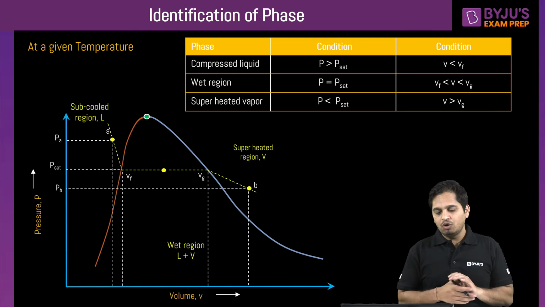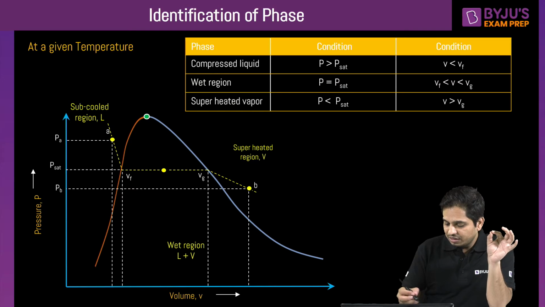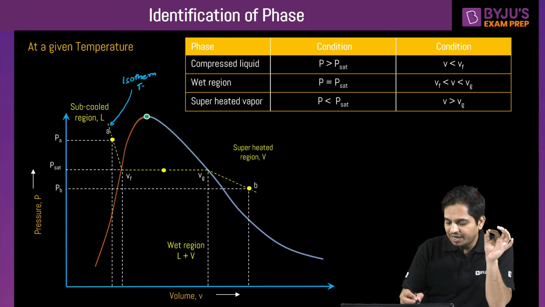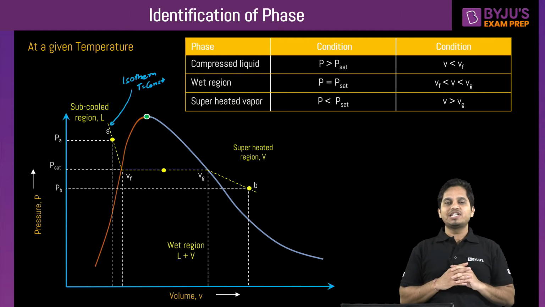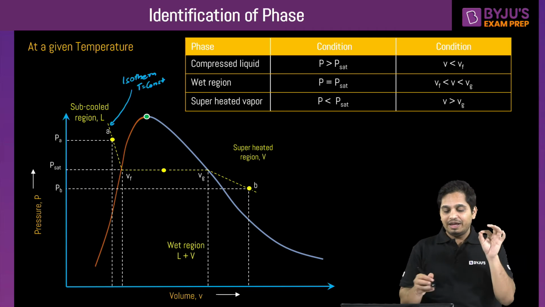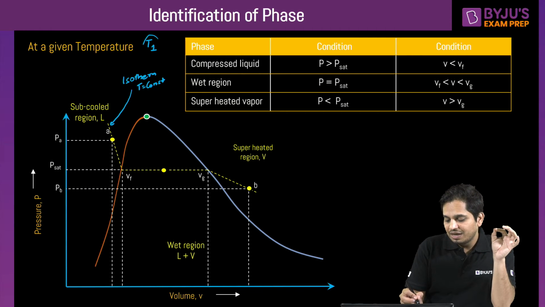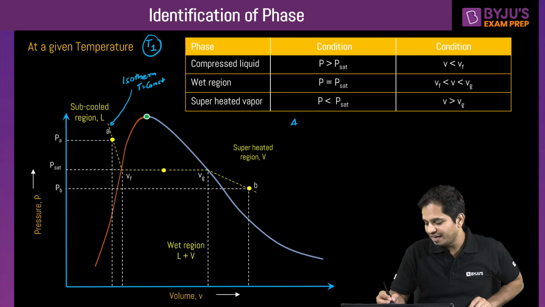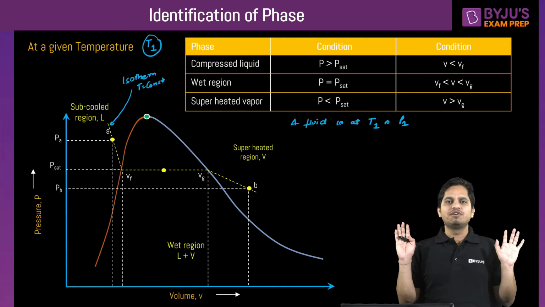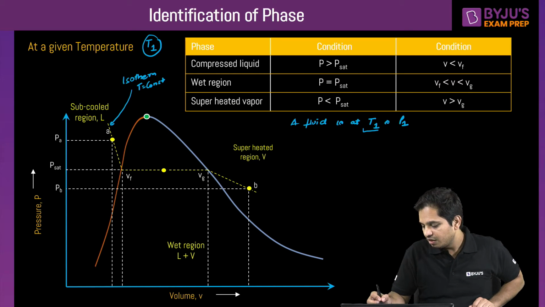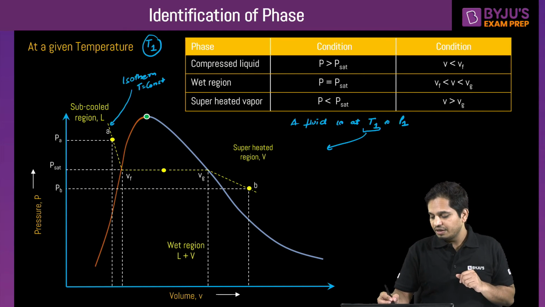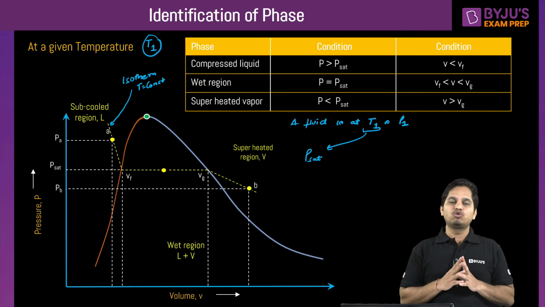Okay, the same thing you can do by a PV diagram. Here, this line is an isotherm, so the temperature is constant. Now you are given a temperature. At this temperature, a fluid exists at T1 and P1, and this diagram is given to you. Now what will you do? You know T1, so you will find out its P saturation.